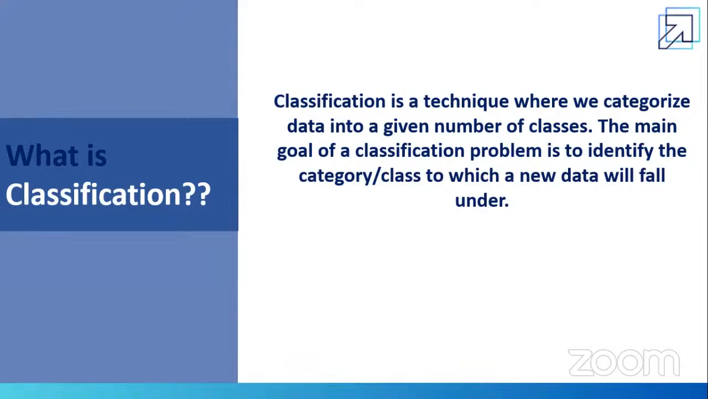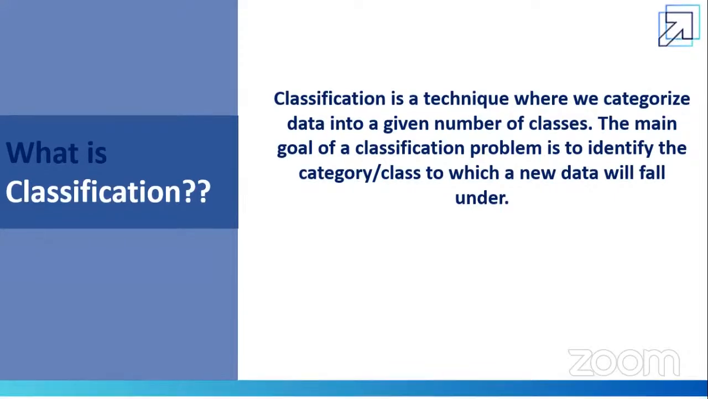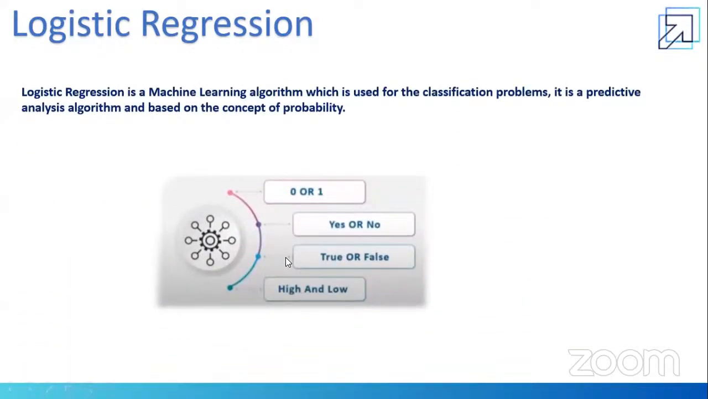Basically, when in our data we have target variable as categorical, when we have classes in our target variable, when we have classes to predict, then we use classification algorithms. So the first classification algorithm we are going to do is logistic regression. Logistic regression is a machine learning algorithm which is used for the classification problem. It is a predictive analysis algorithm and based on the concept of probability.